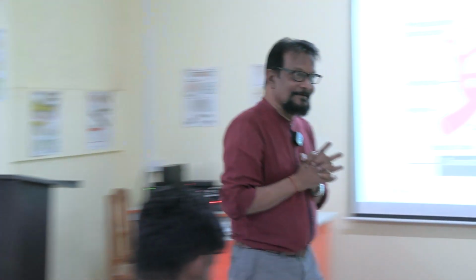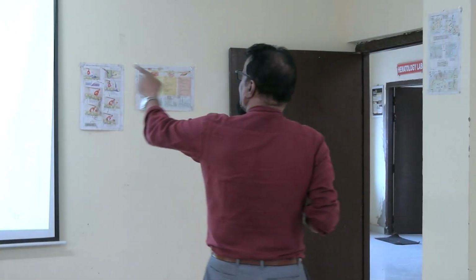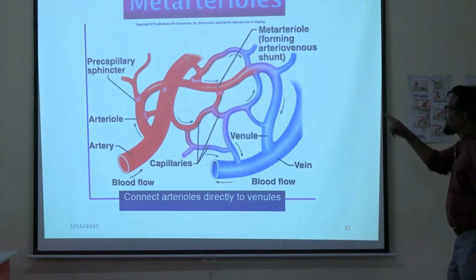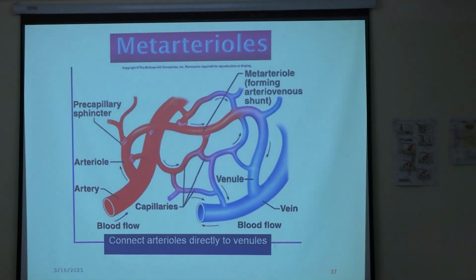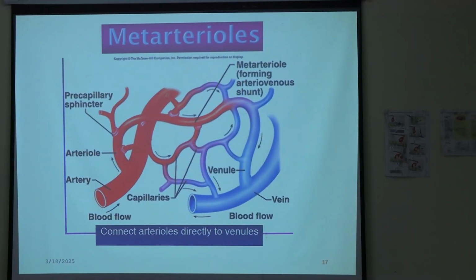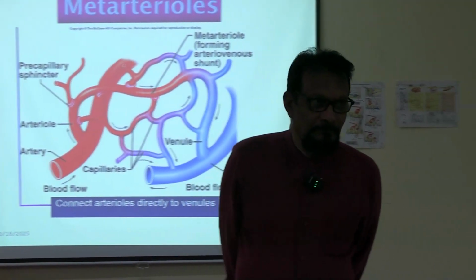In your skin, there are capillaries. Your skin has a lot of such capillaries, and these meta-arterioles forming arteriovenous shunts. You have a lot of shunts in the skin. Why? Can anybody tell? Okay.